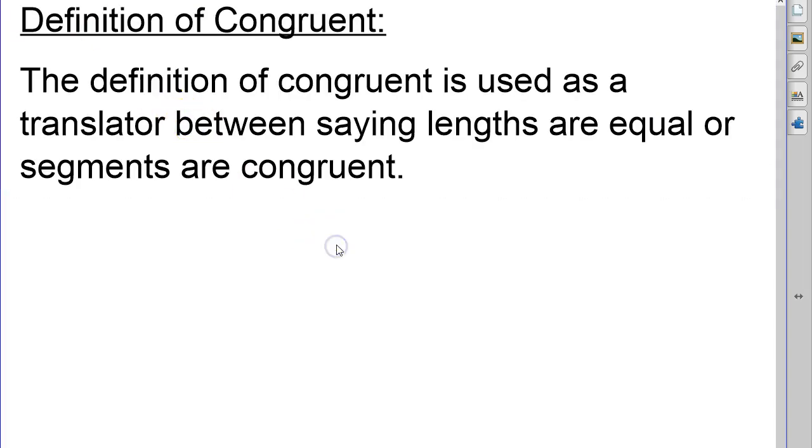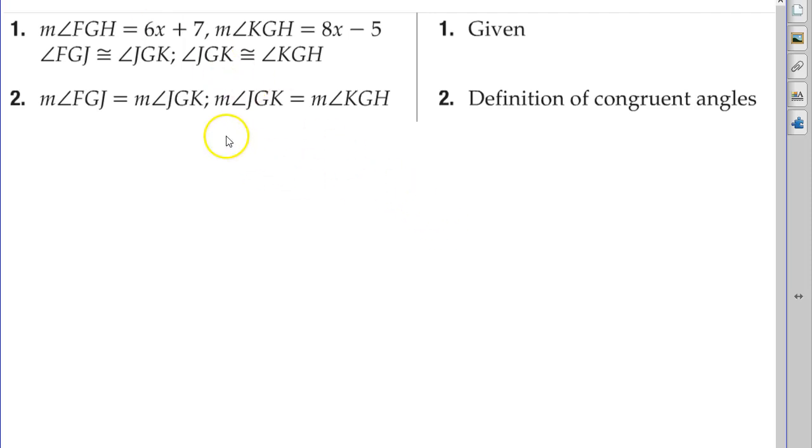Last thing before we get to the homework is the definition of congruent. This is a picky thing that every math textbook does in high school. It makes you put things in the right form. It's like the right language almost. And it's a translator between saying lengths are equal or they're congruent. So for example, something we're going to see quite a bit, and we'll talk about this in class, is you'll see a statement like this.